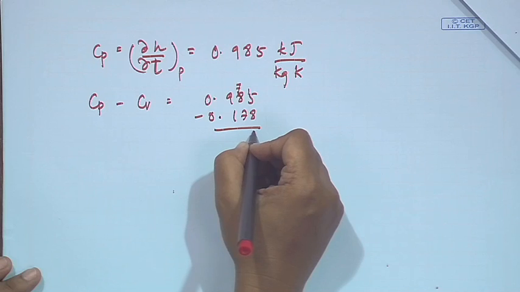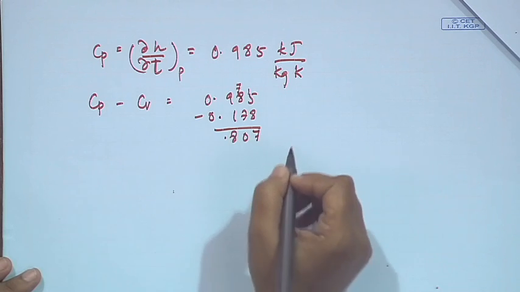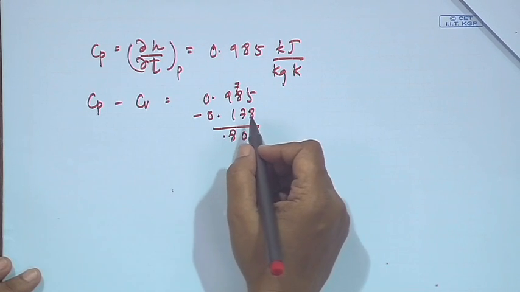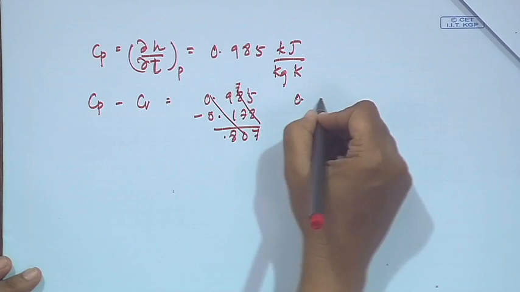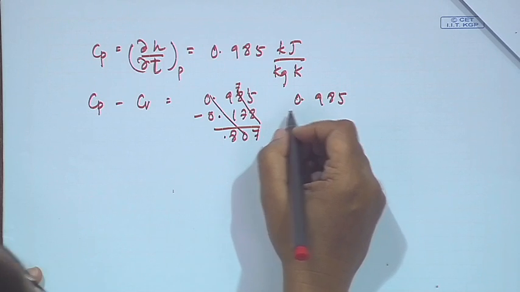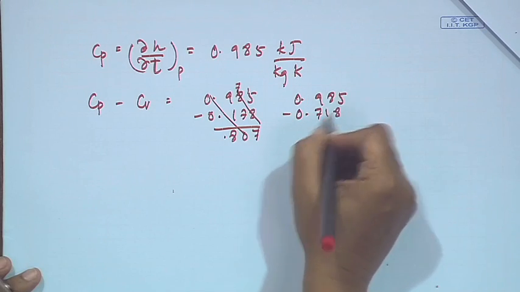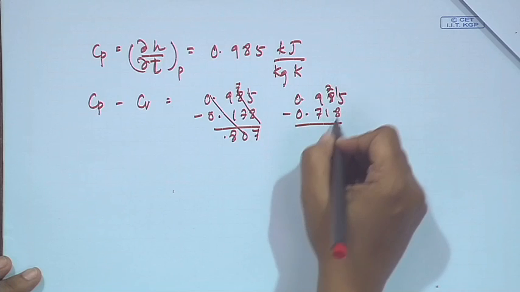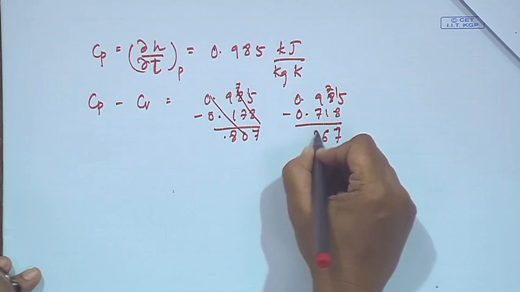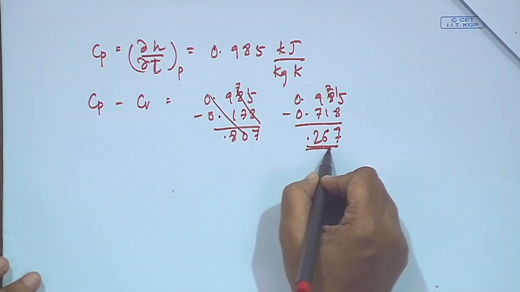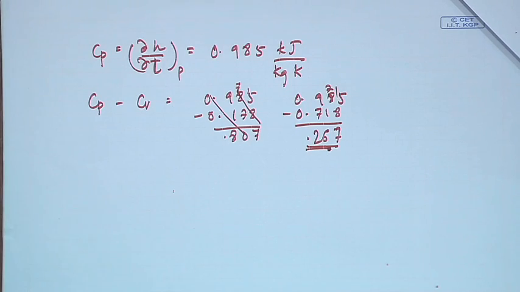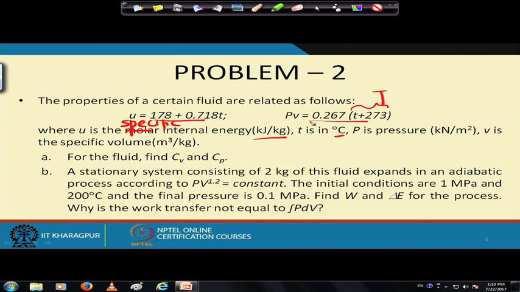You get this is equal to, sorry, very sorry, your Cv was equal to 0.718. So, this is 7, this is 6, this is 2, it is 0.267. What is this 0.267? Just refer to this problem, you find this is the constant C1T, which would have corresponded to R for an ideal gas equation.